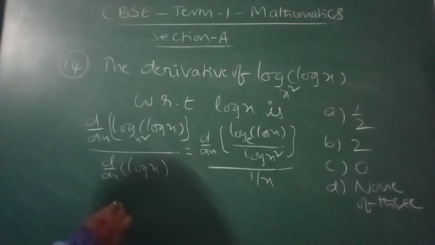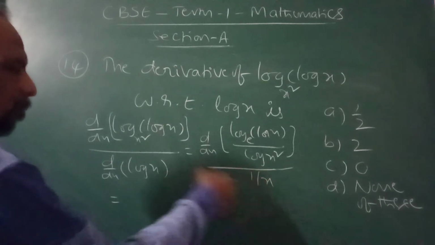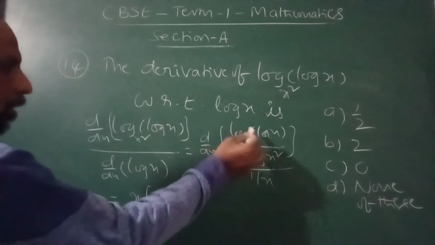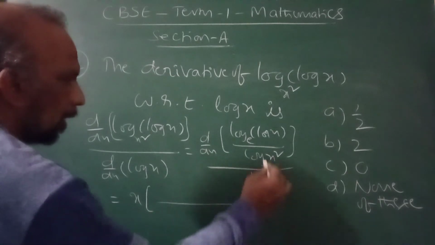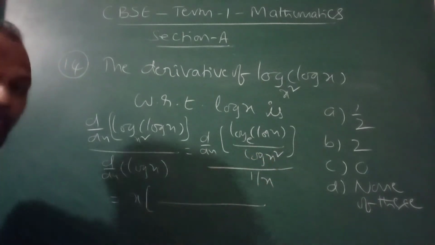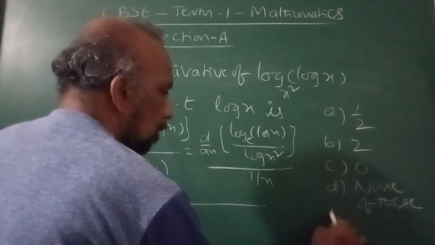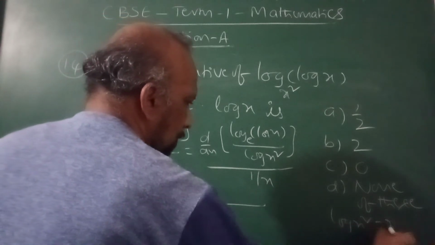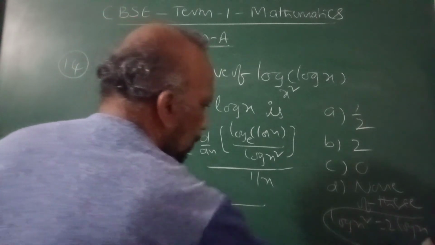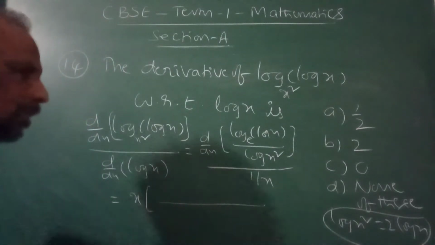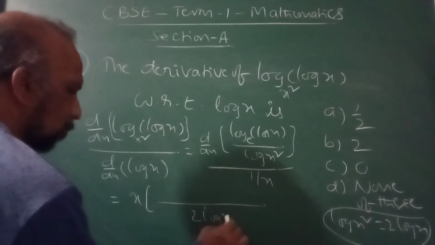So when I am taking it like this, I can write 1 by x into the derivative of this one. The u becomes log x squared. Log of x squared is nothing but 2 log x. Right? That will be 2 log x. I can write 2 log x whole square.